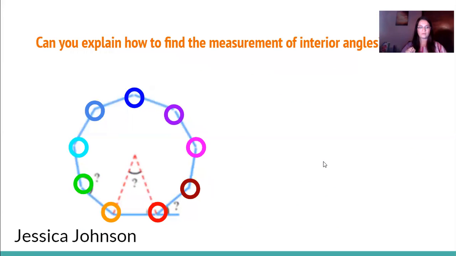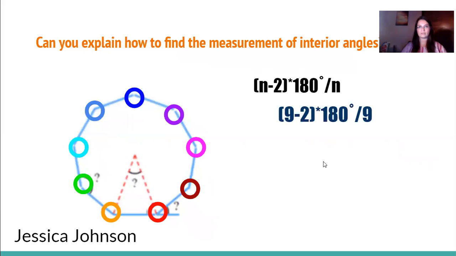We will use the formula of n minus 2 times 180 divided by n. N represents the interior angles. When we fill in the missing information, we get the equation of 9 minus 2 times 180 divided by 9. After we solve, we learn that the interior angles of a nonagon have a measurement of 140 degrees.